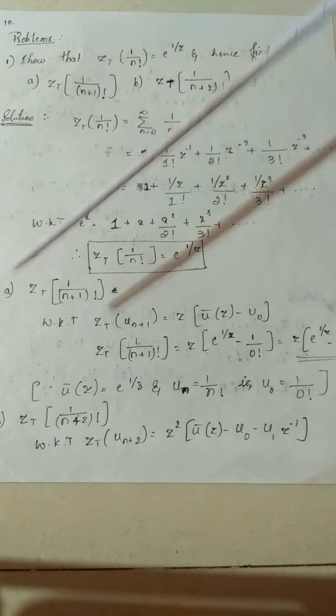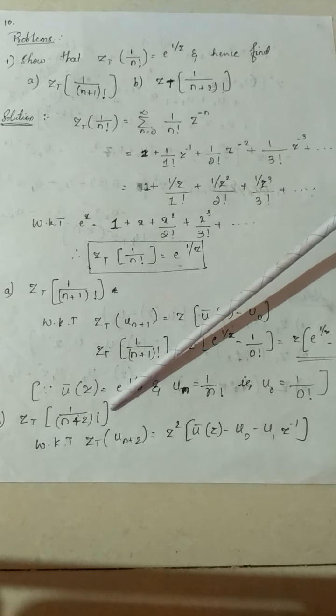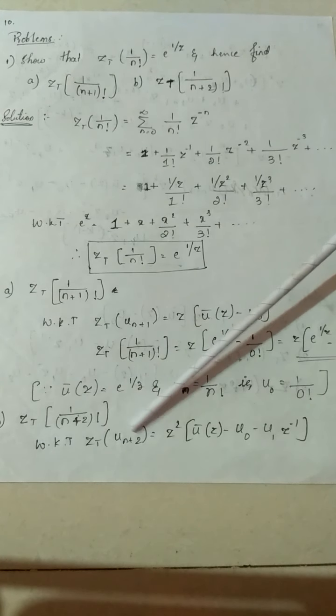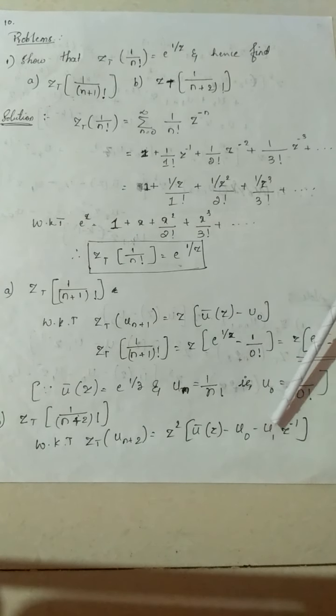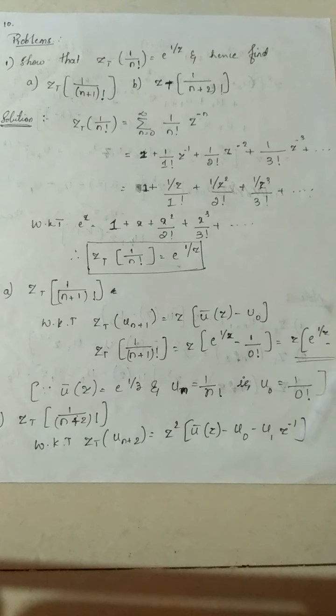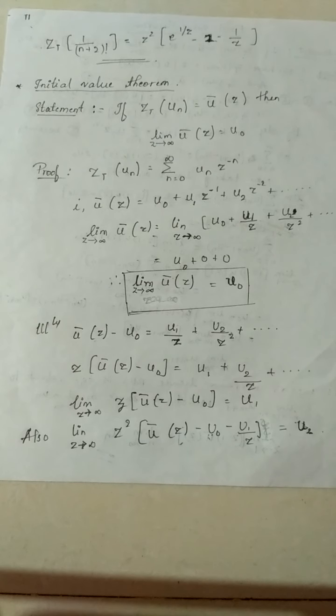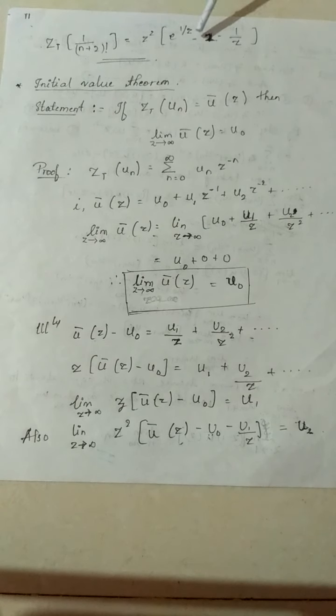Now, similarly, we can find the z transform of 1 upon n plus 2 factorial. We know that the z transform of un plus 2 is z square into u bar z minus u naught minus u1 z raised to minus 1. Therefore, the z transform of 1 upon n plus 2 factorial is z square into e raised to 1 by z minus u naught, which is 1 upon 0 factorial, that is 1, minus u1, which is 1 upon z.